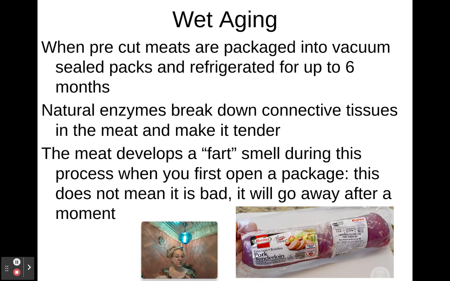They break the connective tissue down, and that's important for that tenderizing. So pre-cut meats are packaged into vacuum sealed packages, and then they can be refrigerated, for something like pork, not quite 6 months, or chicken. They can be frozen for a while in that package and then thawed in that package.